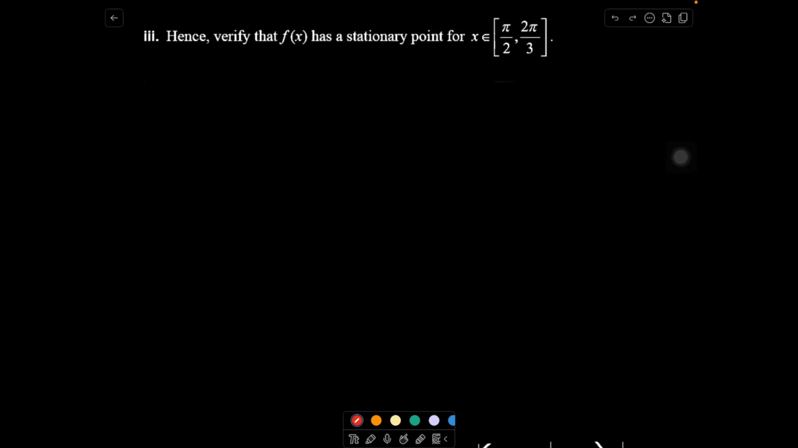So for this question, we need to use the range that we found before, which was this. And what this is asking us is basically, is there a 0 in this range? Because remember that a stationary point happens when our gradient equals 0. And remember that this range gave us our lowest gradient and our biggest gradient in this interval. So if 0 is somewhere in between there, then we have a stationary point there. So what we need to do is just show that this number here is negative.